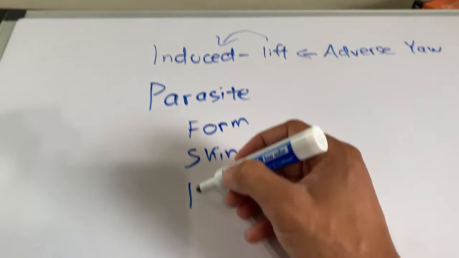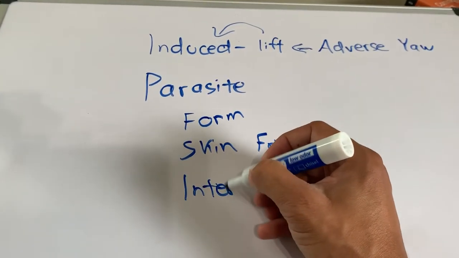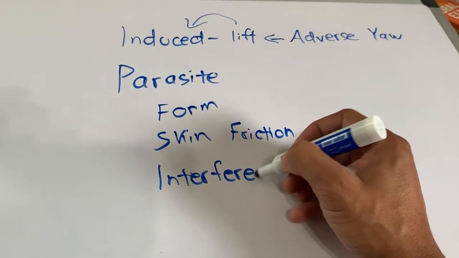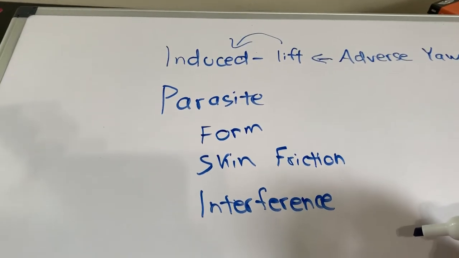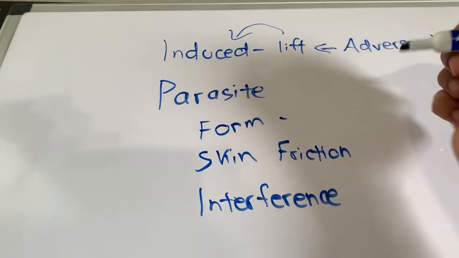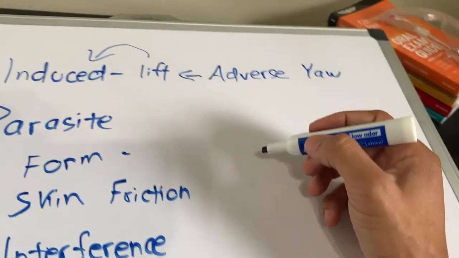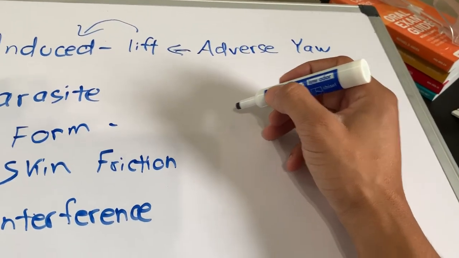And there's interference. Interference drag. So what does this mean? Form drag. Let's say, I'm pretty sure they have this in the PHAC too.